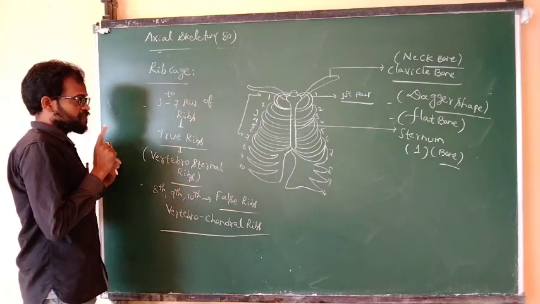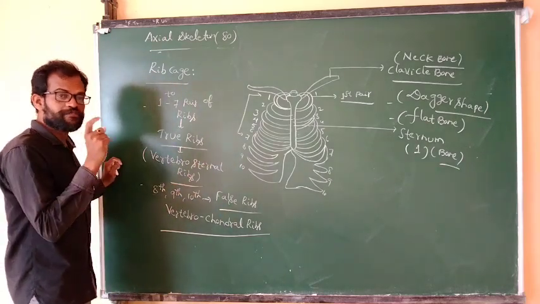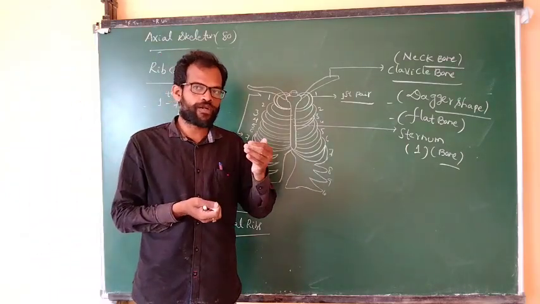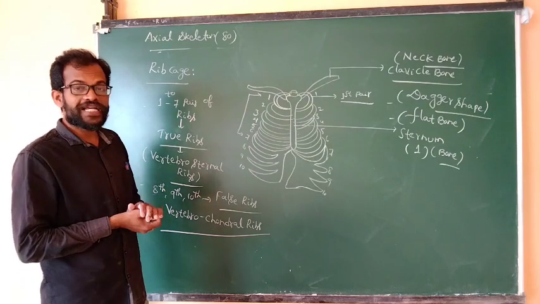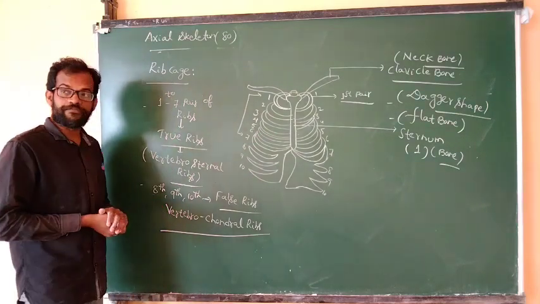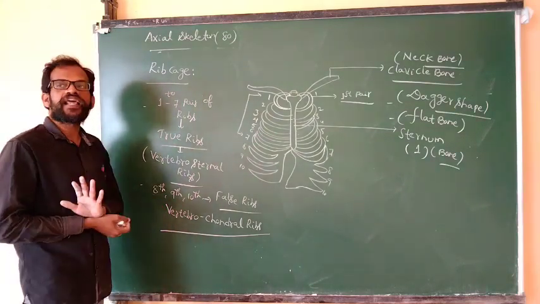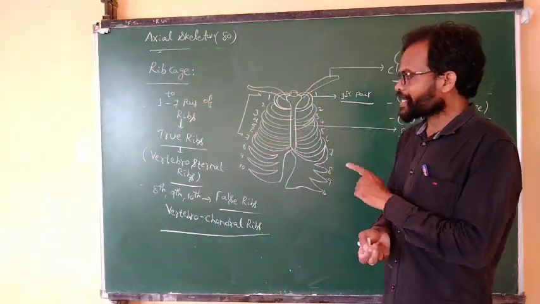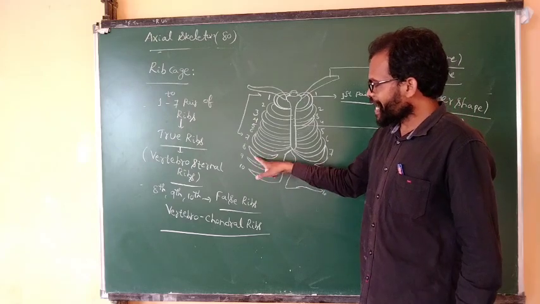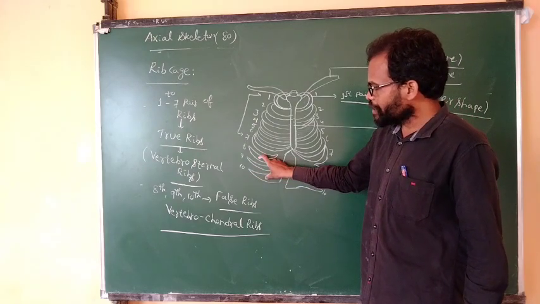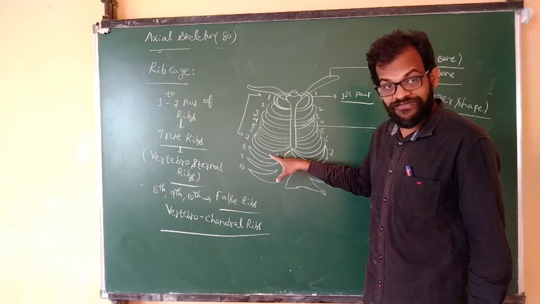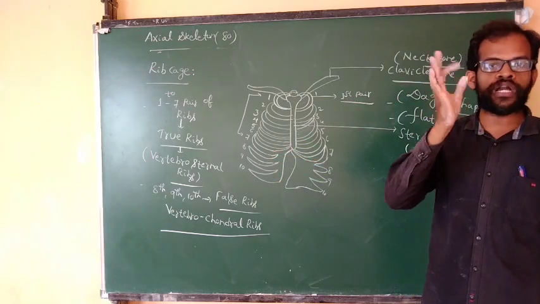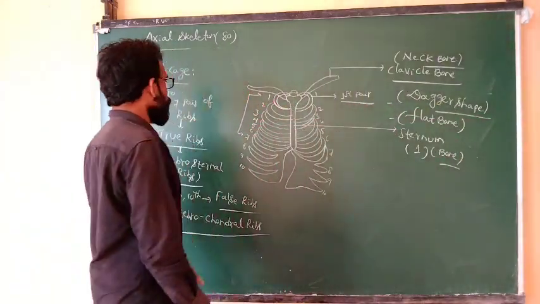The first pair to 7th pair ribs are known as true ribs. True ribs means these ribs are attached to the vertebral column and to the sternum. In the case of false ribs, they are not directly attached to the sternum. The 8th, 9th, 10th pairs first attach to the 7th ribs. After that, they attach to the sternum. That's why they are called vertebrochondral ribs.